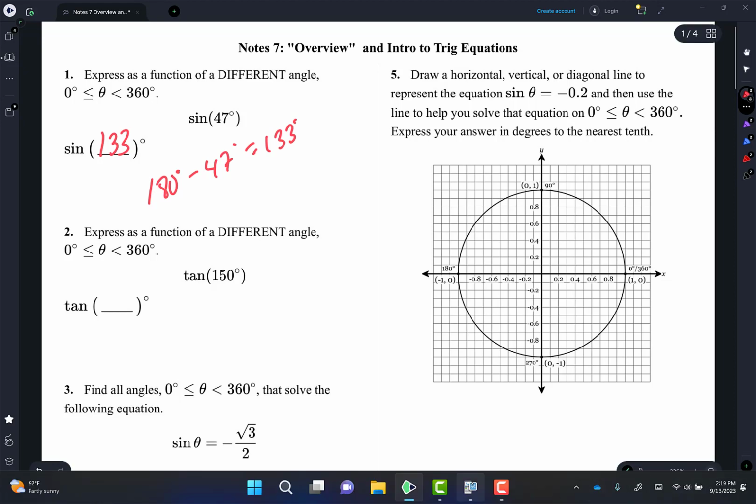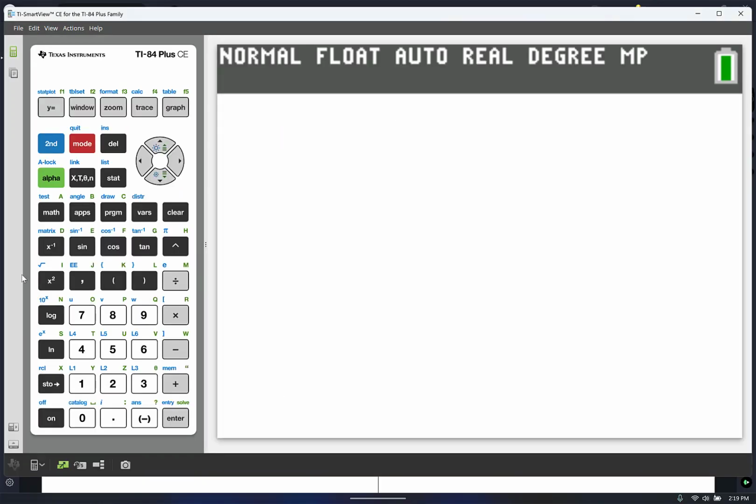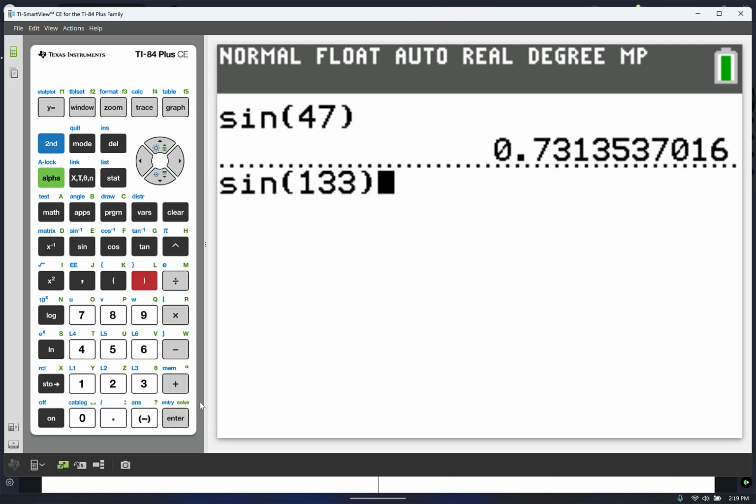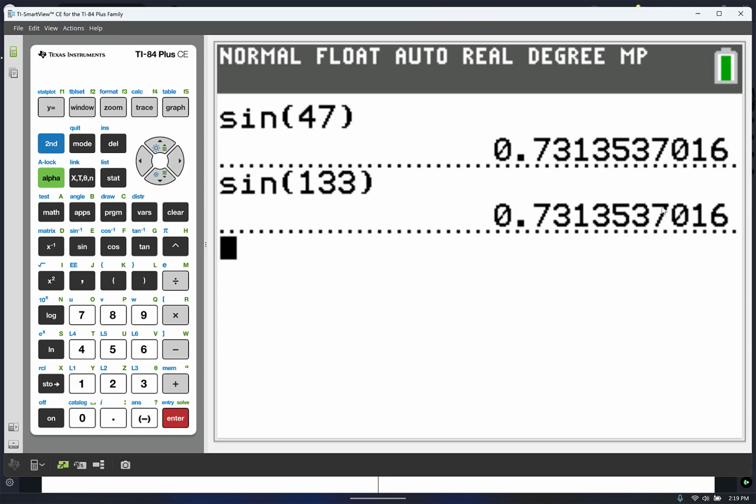Okay, so now check this out. If I have a calculator and I type sine of 47 degrees and push enter, I get this ratio. If I type in sine of 133, it better be the same according to this. So sine of 133, I push enter, and look at that. It's the same digit per digit everywhere. Does that make sense, guys? It better be, because sine is that y value, and look, we got it.